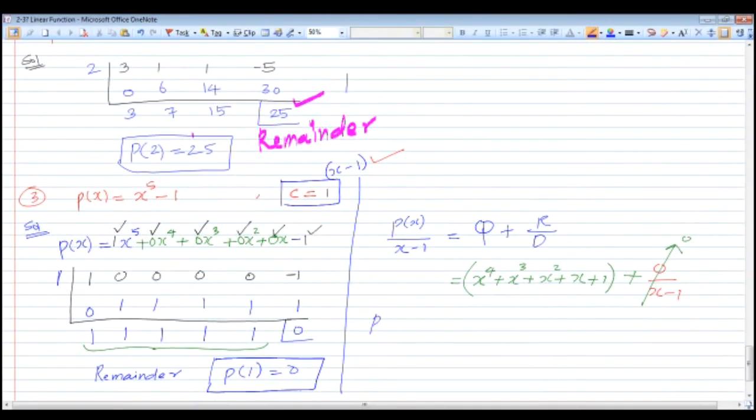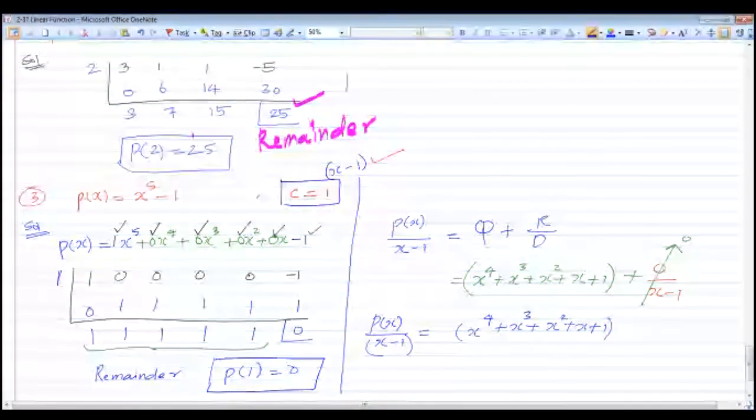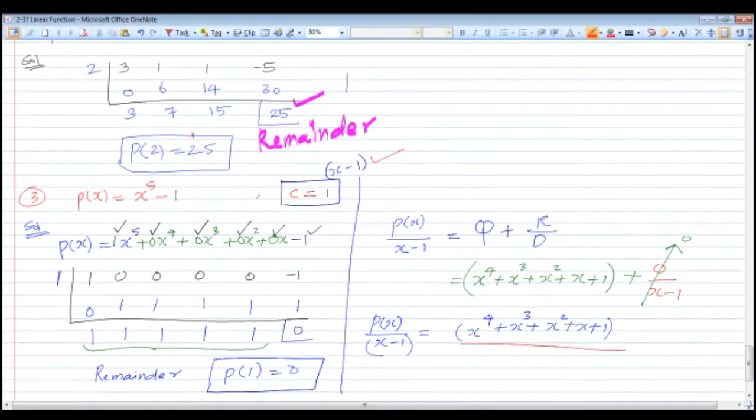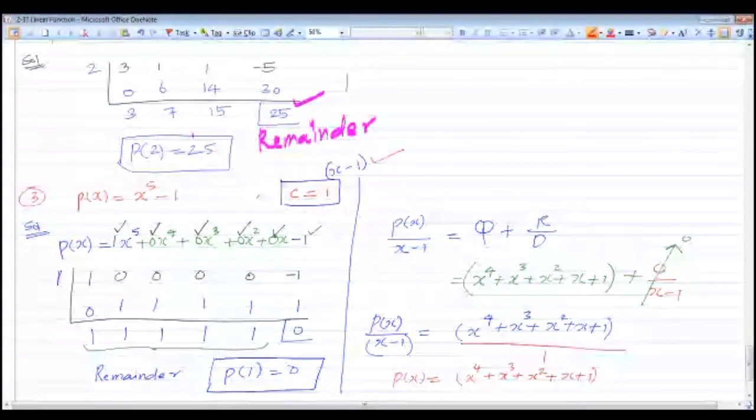So I write P of x over x minus 1, which is equal to x power 4 plus x cube plus x square plus x plus 1, right? And this is over 1. Now I can cross multiply. Now cross multiply, what will we get? P of x is equal to x power 4 plus x power 3 plus x square plus x plus 1, into, if you multiply here, what happened?